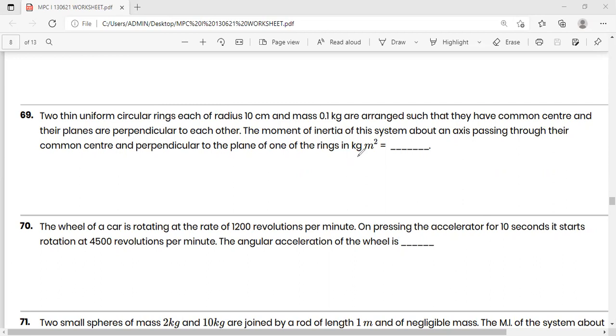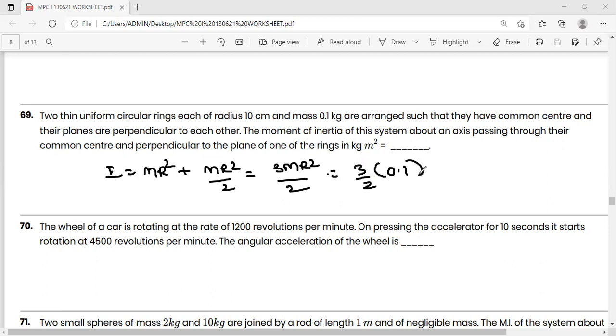So in one case the moment of inertia will be m r square, because the axis is perpendicular to the plane of the ring and passing through the center. And in the second case, it is in the plane, so the formula will be m r square by 2. Totally the formula is 3 m r square by 2. Since both rings are identical, we are taking the same mass value and the same radius value. So what are the mass and radius values given? Radius given 10 centimeters, mass is 0.1 kg.